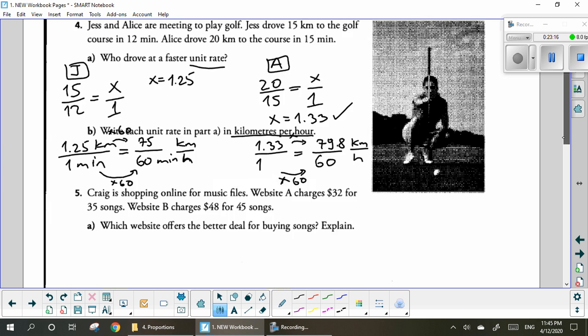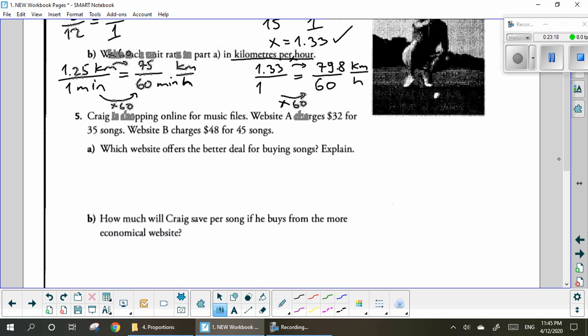All right, next one. Craig is shopping online for music files. Website A charges $32 for 35 songs. Website B charges $48 for 45 songs. Again, if we want to compare it, if we want to find this better deal that it's asking in question A, we have to find out how much it is for one song.